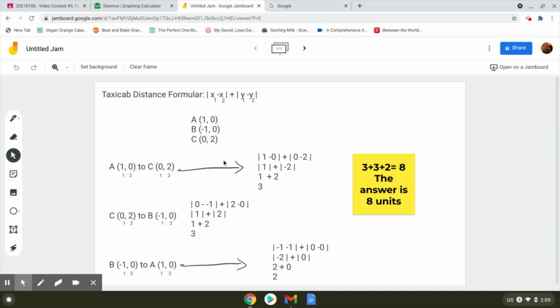And given that we found the distance between those points, we can just basically add up the values because it's like adding up the distance from one side to another. So that would be 3 plus 3 plus 2, which is equivalent to 8. So the answer is 8 units. The perimeter of the triangle using the taxicab distance is 8 units.